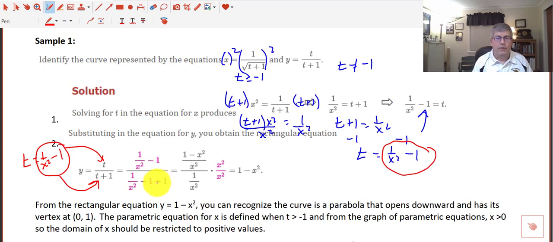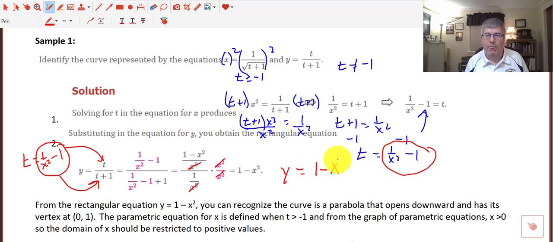So the minus 1 plus 1 is going to cancel. I've got a complex fraction here. I have a common denominator of x squared, so I multiply the top fraction by x squared. I multiply the bottom fraction by x squared. My x squareds cancel on the top. My x squareds cancel on the bottom. And I'm left with 1 minus x squared. And yes, I should use vocabulary like my x squareds cancel in the numerator and my x squareds cancel in the denominator. But anyway, we end up with y equals 1 minus x squared.